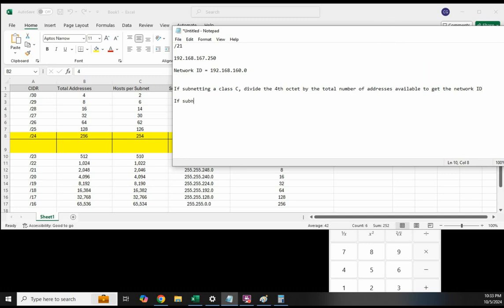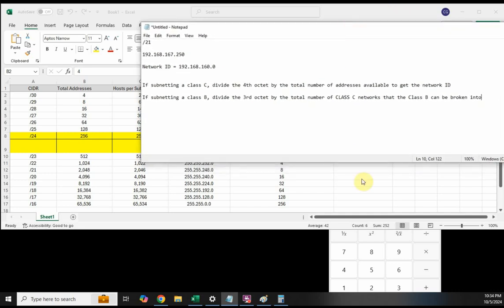If subnetting a Class B, divide the third octet by the total number of Class C networks it's broken into. Okay.